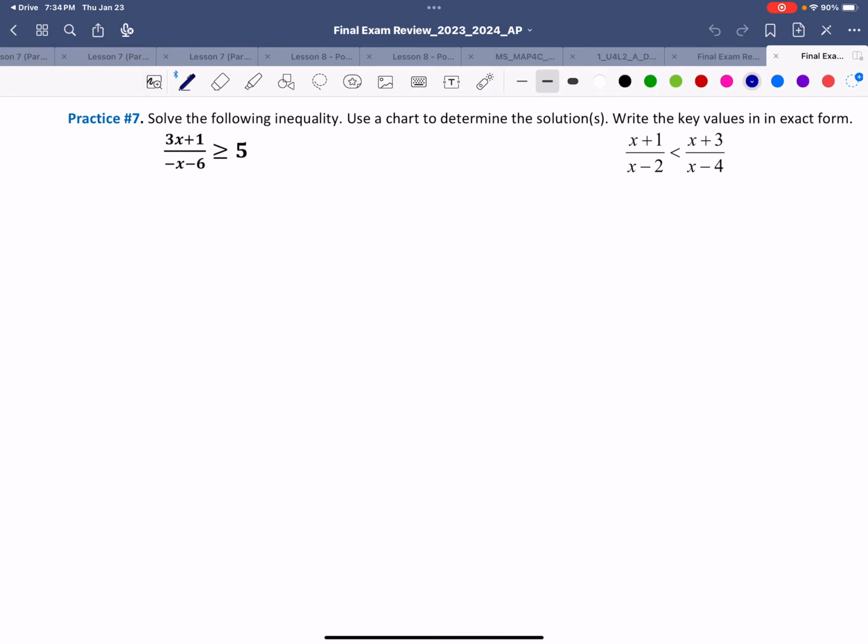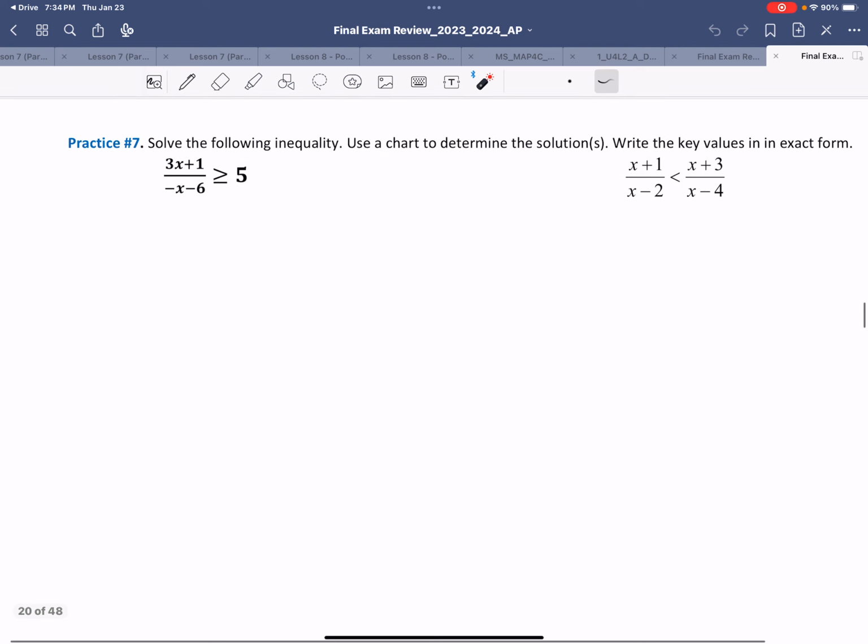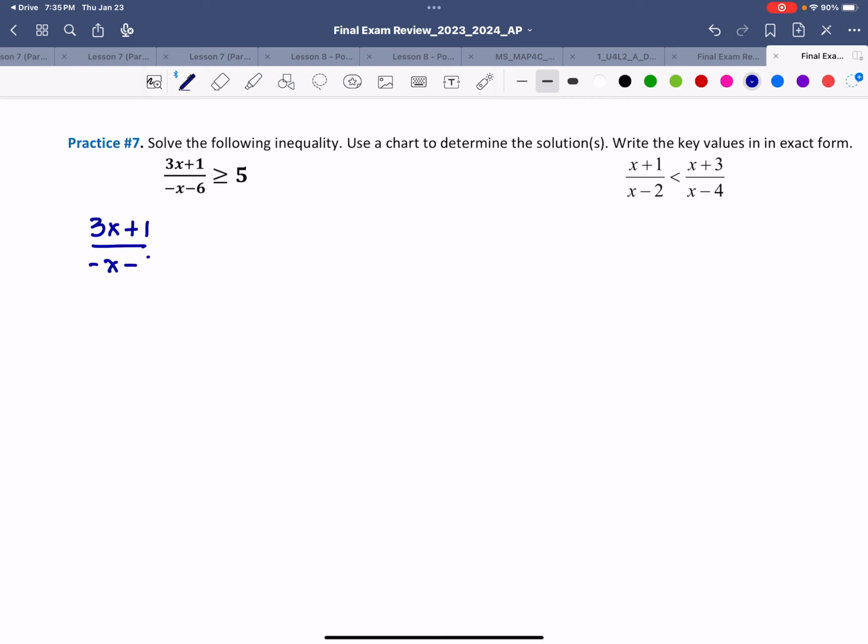Let's take a look at a couple of rational inequalities. So the first one is (3x plus 1) over (negative x minus 6) greater than or equal to 5. Remember that in rational inequalities, we want to take all the terms to one side of the inequality, leaving just 0 on the other. So in our case, we have (3x plus 1) over (negative x minus 6), bring 5 to the left side, bigger than or equal to 0.